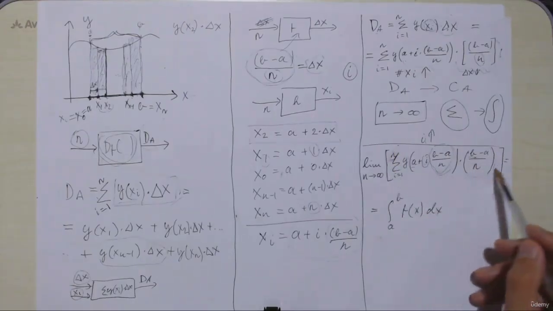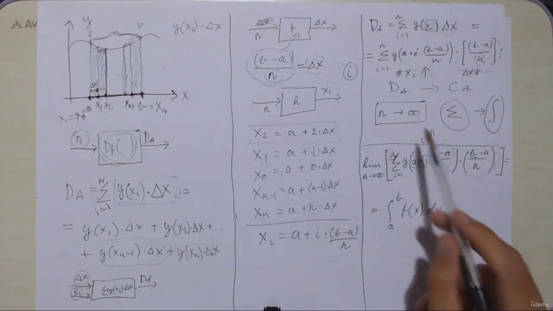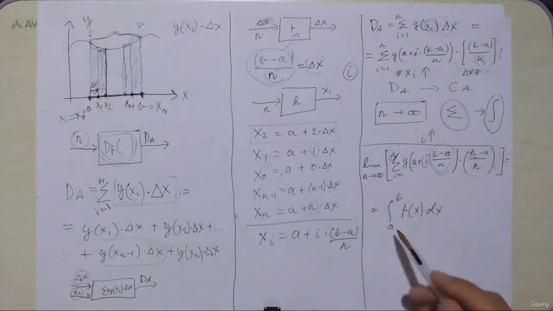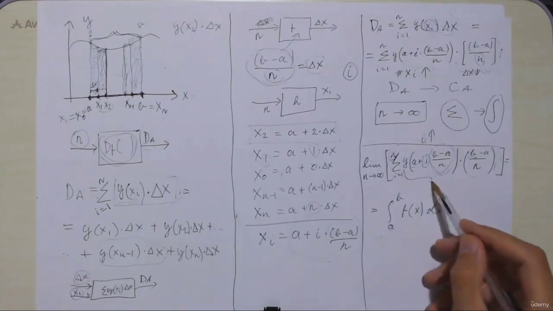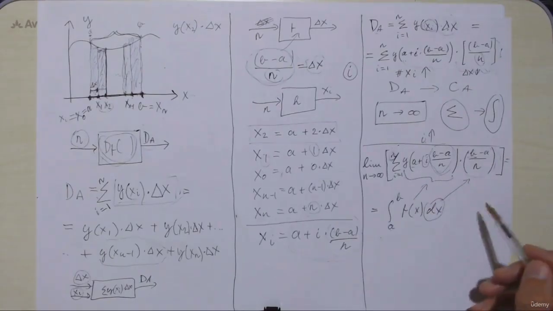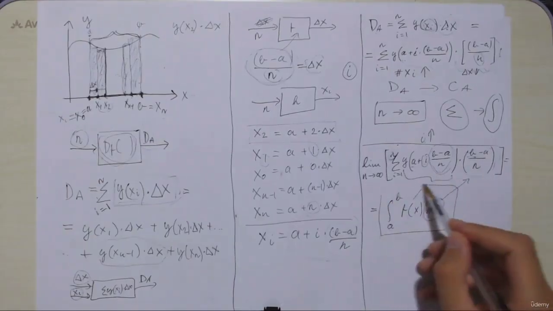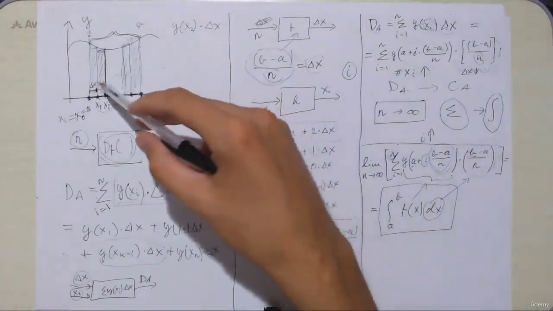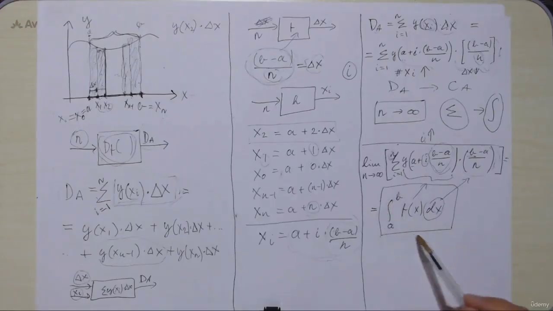And there you go. You take this entire formula that we have derived, and as n approaches infinity, you go from discrete area to continuous area, and this is your definite integral. From a to b, your function, which is this, and your dx, which is this. And if you take the integral of it, you get your exact area under the curve. And that's how a definite integral is formally defined. So now you know the formal definition of it.